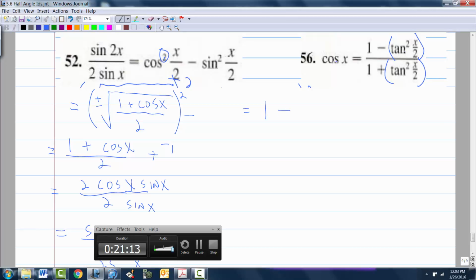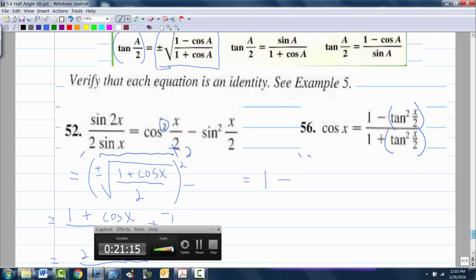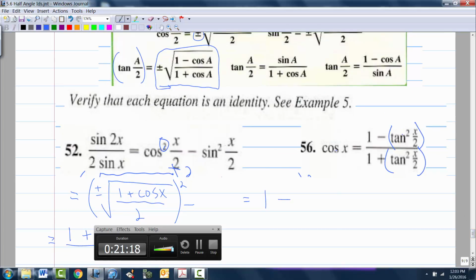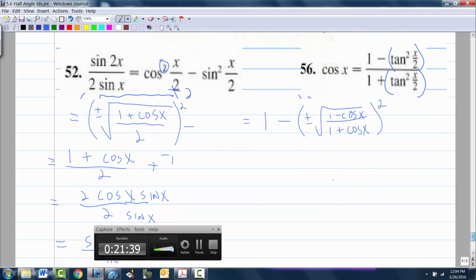1 minus. This is the one where I was looking at it, and I thought, hey, this is squared. When I square a square root, what happens? It goes away. So I'll put the plus minus. I'll put the 1 minus cosine x. Don't be converting variables or changing them. And then I'm going to square it. I'm going to do the same on the bottom, over, I should put this equal sign right here. 1 plus, same thing.